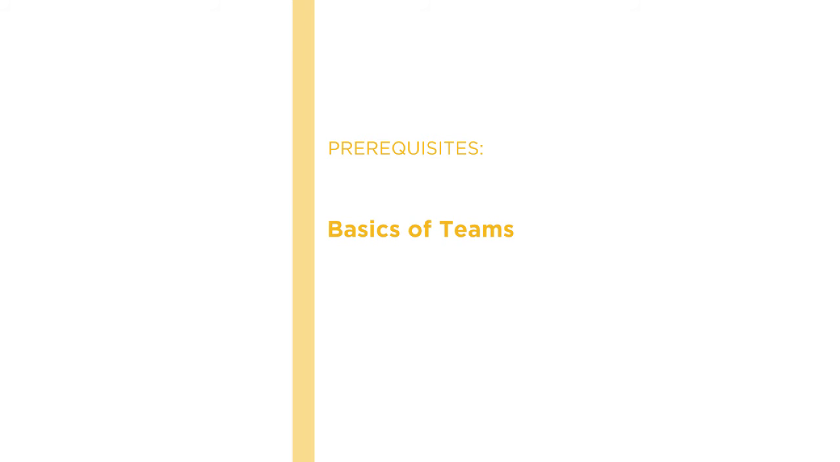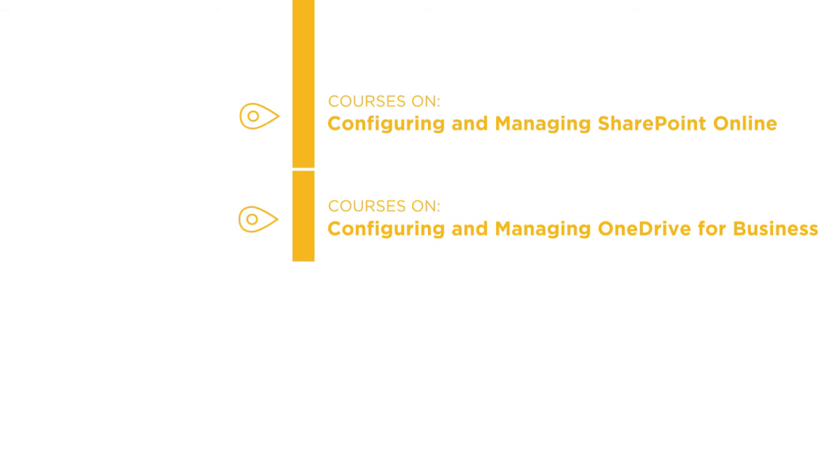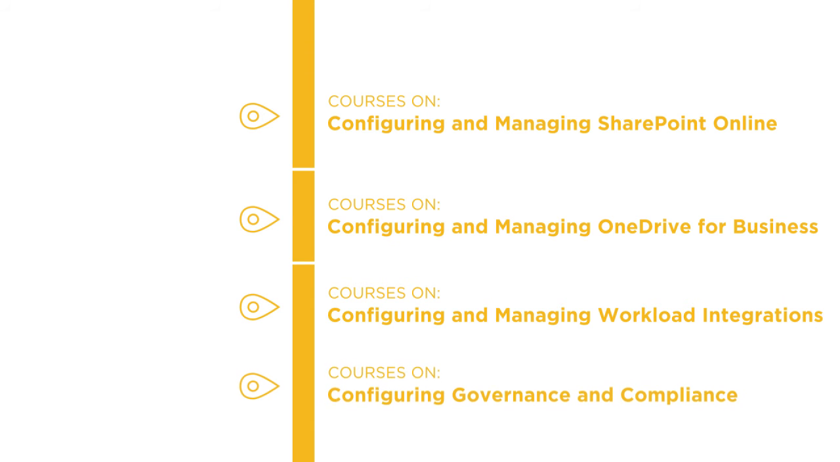Before beginning this course, you should be familiar with the basics of Microsoft Teams, SharePoint, and OneDrive for Business from an end-user point of view, as well as be familiar with PowerShell. From here, you should feel comfortable diving into other Office 365 administration topics with courses such as configuring and managing SharePoint Online, configuring and managing OneDrive for Business, configuring and managing Microsoft 365 workload integrations, and configuring governance and compliance for Microsoft Teams and Office 365 groups.